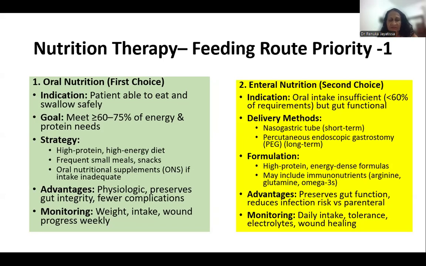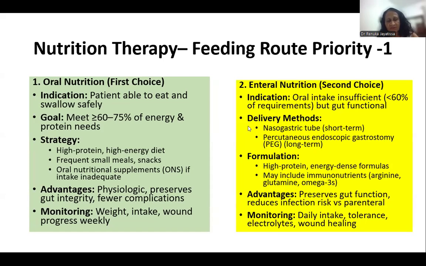Especially in all these meals, we have to consider a high protein and high energy diet, and sometimes if we feel it is inadequate, as snacks we can give oral nutrition supplements. And why is oral nutrition so important? Because it really preserves the gut integrity. This is very important, and it also gives few complications.